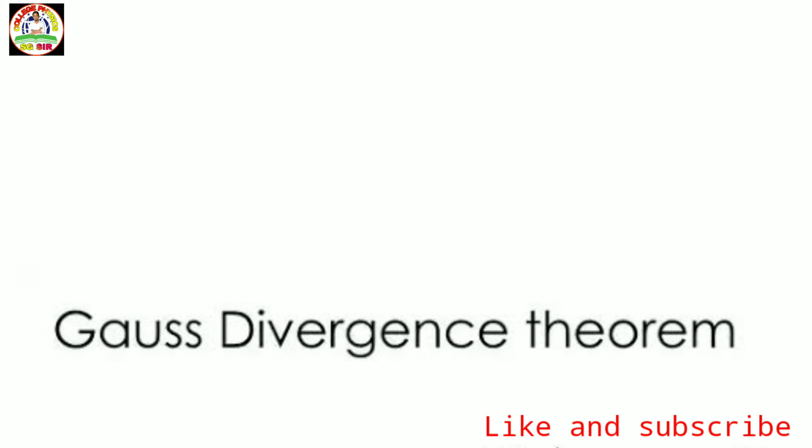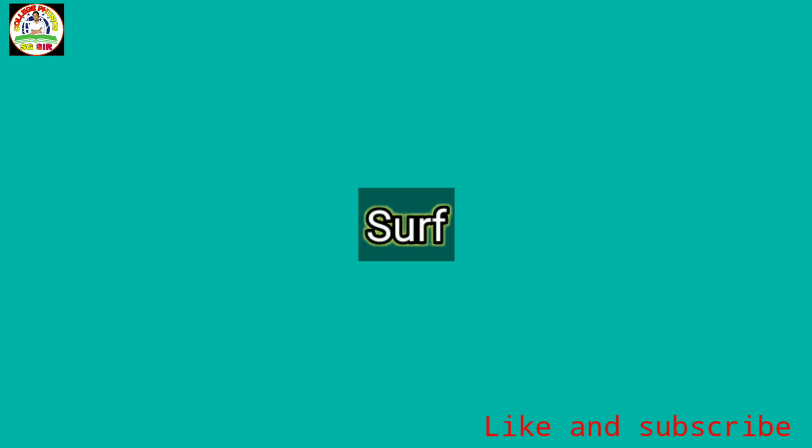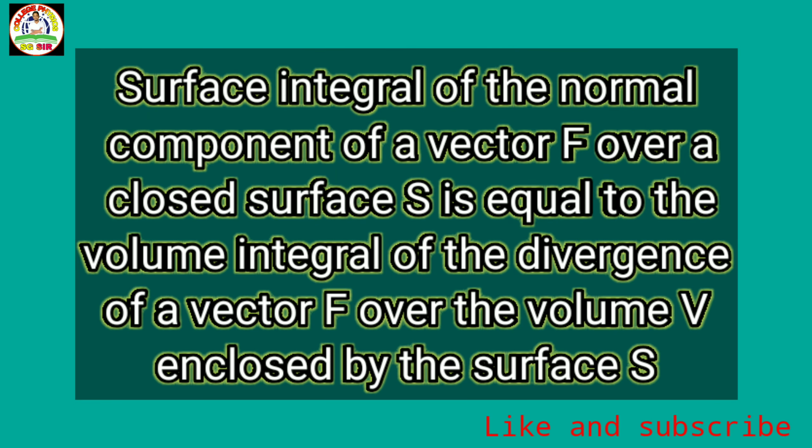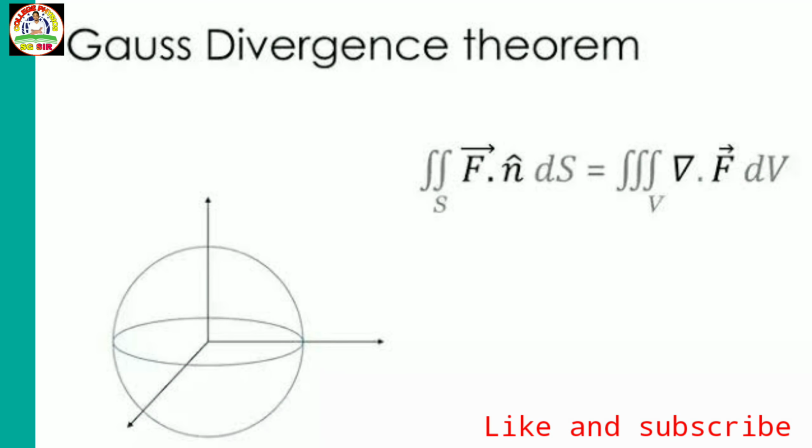Now we discuss Gauss's divergence theorem. It relates surface integral with volume integral. It states that the surface integral of the normal component of a vector f over a closed surface S is equal to the volume integral of the divergence of a vector f over the volume V enclosed by the surface S. And mathematically we can write surface integration f dot n cap ds equal to volume integration divergence of f dv.